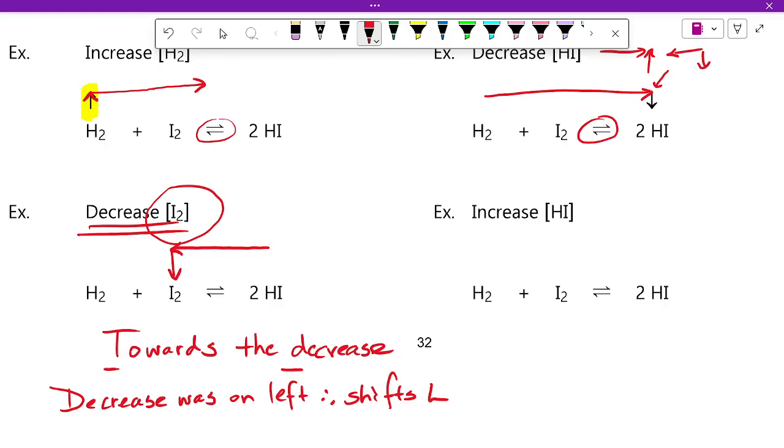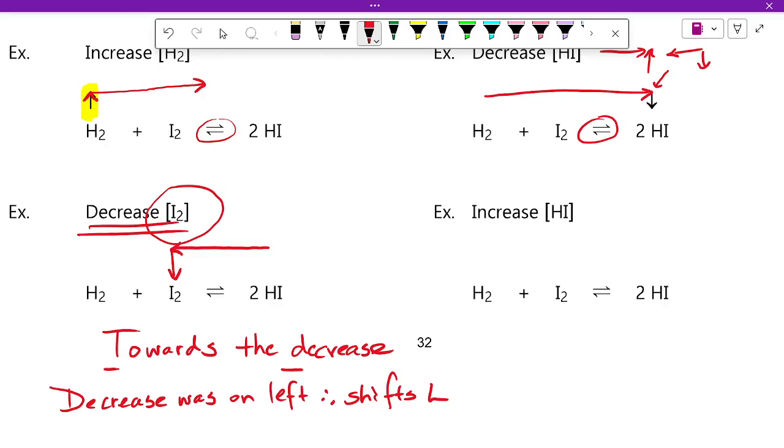How about if we increase HI? What I'm going to get you guys to do is vote either L for left or R for right. R for right, L for left. 5, 4, 3, 2, vote. And it's okay to say I don't know yet. There are some I don't know yets because people aren't voting.